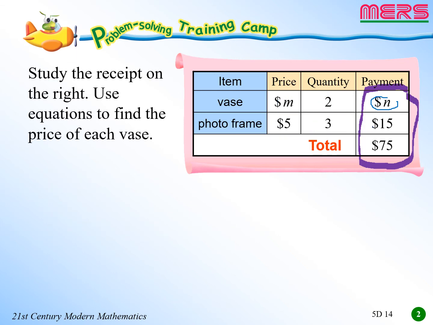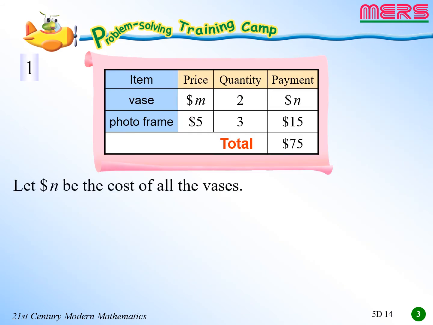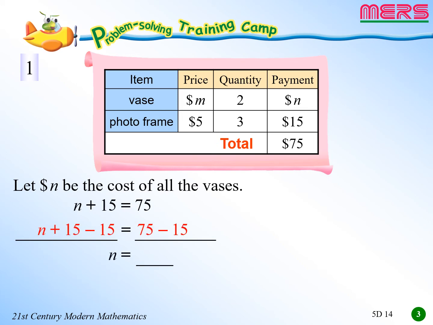So in this case, we have to find N first. So let $N be the cost of all the vases. So as what we said, N plus 15 equals 75, and then N is 60. So the cost of all the vases was 60.